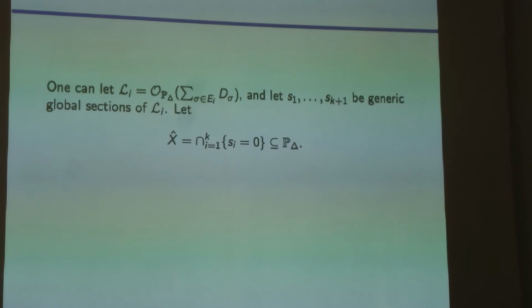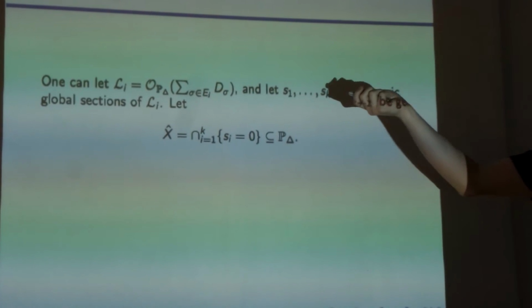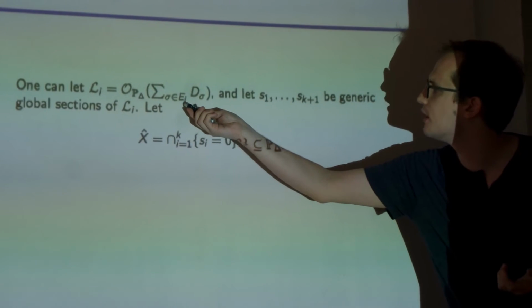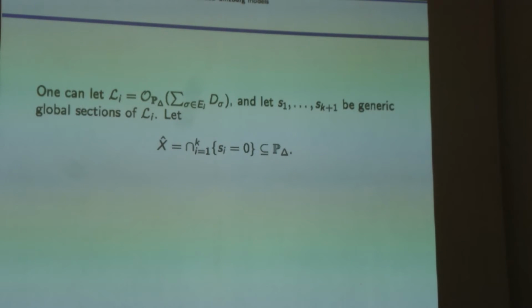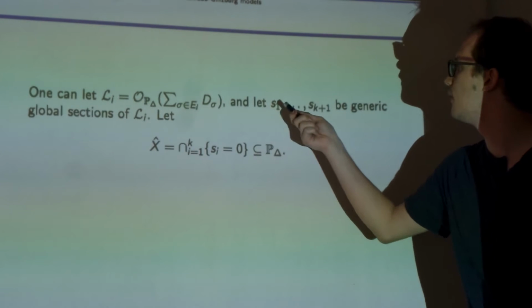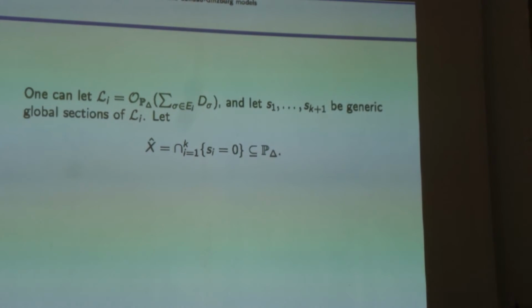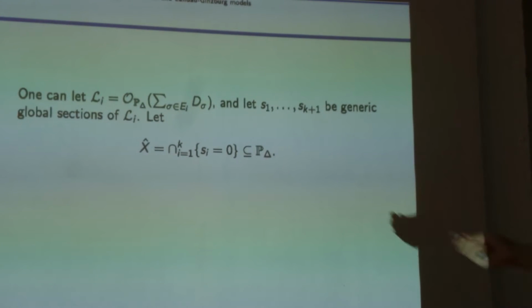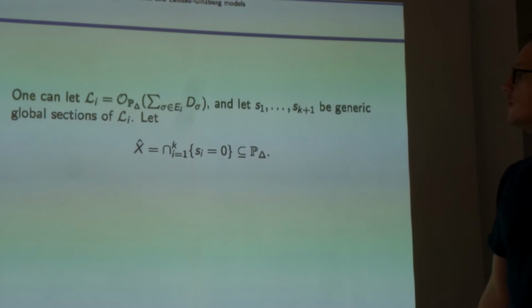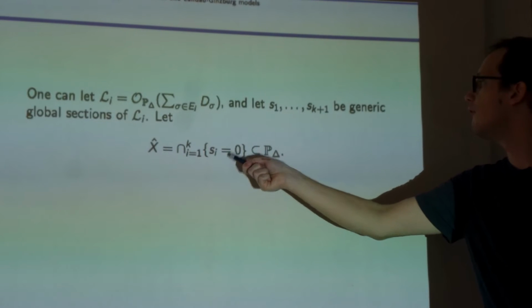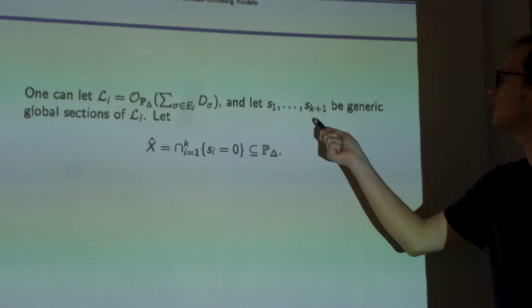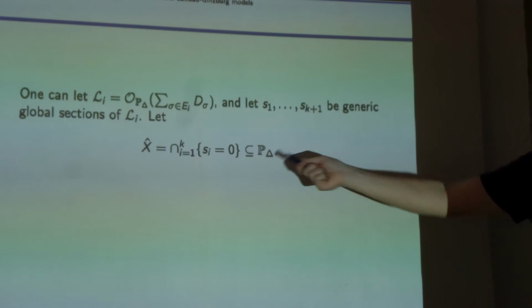Okay, so we'll define line bundles L_i associated to each E_i. I put a j there, but I guess that's odd. Since it's Cartier, we can do this. And we'll let S1 to S_{k+1} be generic sections of the line bundles L_i. So S1 is a section of L1. We'll let X hat be the complete intersection determined by taking the intersection of the vanishing loci of S1 to Sk. Notice we're leaving out the k plus 1 in P_delta.